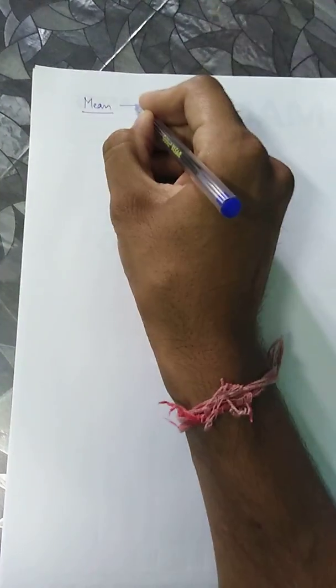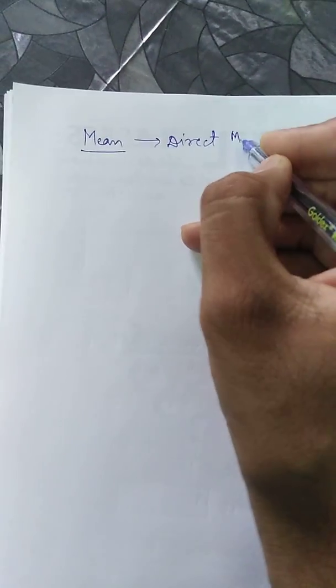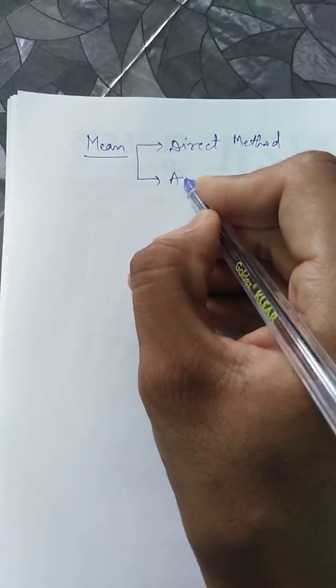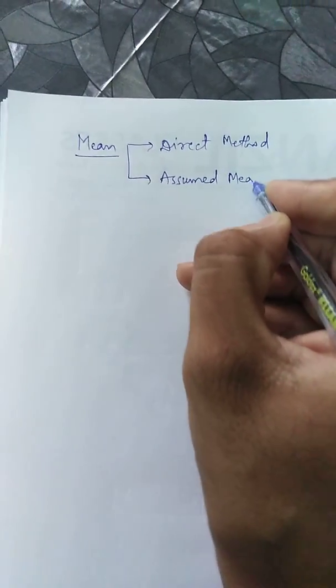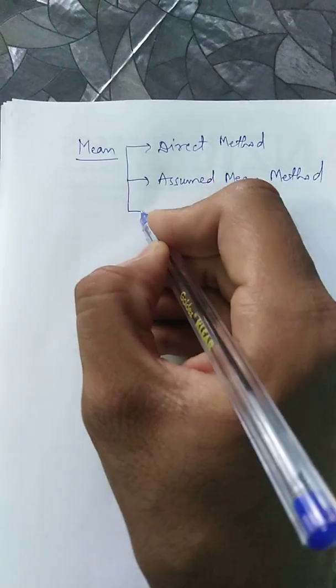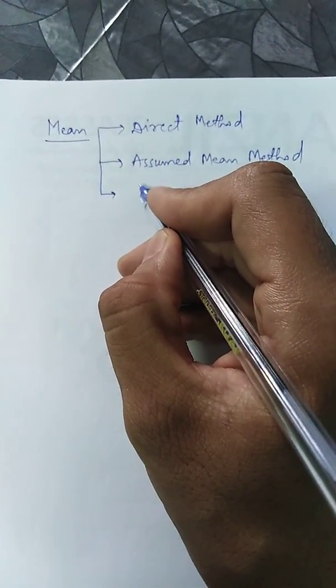Mean can be found using 3 methods. First, direct method. Second, assumed mean method. Third, step deviation method.